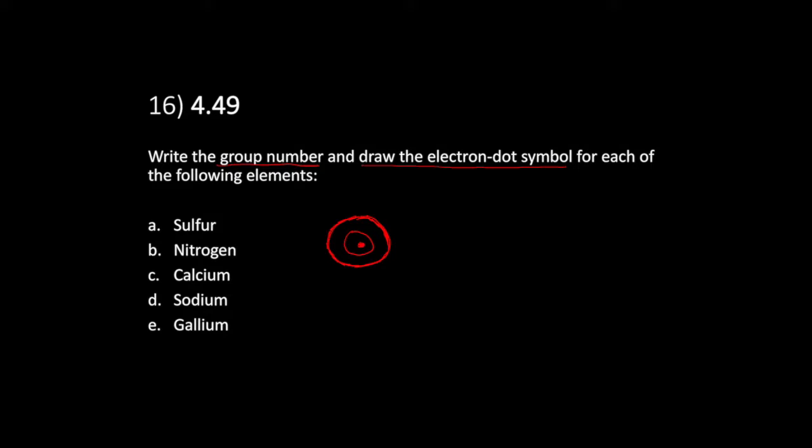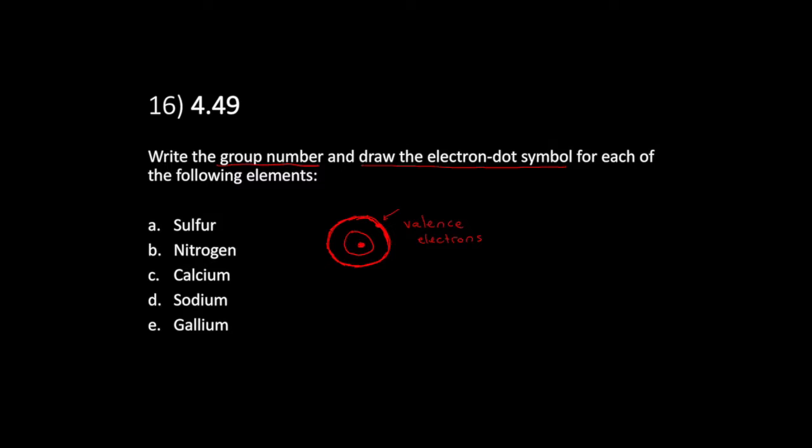So that layer has the special name, the valence layer, and any electrons in that layer are called valence electrons. So those are like the bumps or the ridges on a Lego. They allow the Lego to stick to other Legos. And so they're really, really important.